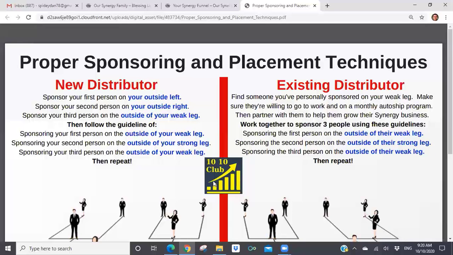When a new distributor comes in, they don't have anything on their left or right hand sides. So if they wanted to sponsor their first person on their right side, they could do that. Then the second person would go on their left side, and then the third person would go on the outside of their weak leg. And then once their first 3 people are in place, they want to follow a guideline where they're sponsoring the next 3 people: outside weak leg, outside strong leg, outside weak leg. And what we're doing in that process is we're trying to make sure that the weak leg has a chance to stay equal to the strong leg.